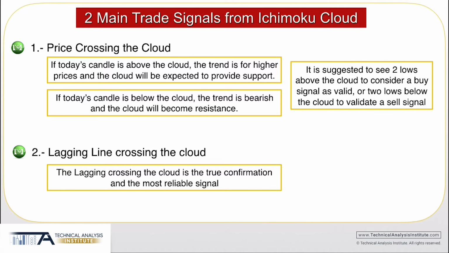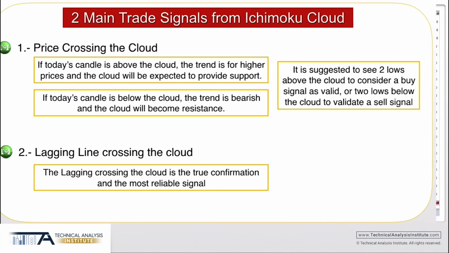The fact that the lagging line nearly always crosses the cloud after price has makes the signal more reliable because by the time it occurs, the trend has already changed. Hence, the lagging line crossing the cloud is the true confirmation and the most reliable signal. Think about it. By the time the lagging line crosses the cloud, especially if you had a long trend beforehand, it implies that price will have given you already a buy or sell signal and be already in the new counter trend territory. This implies that failed lagging signals are less common. Of course, you will have fail signals, but less often than with the price crossing signals alone.